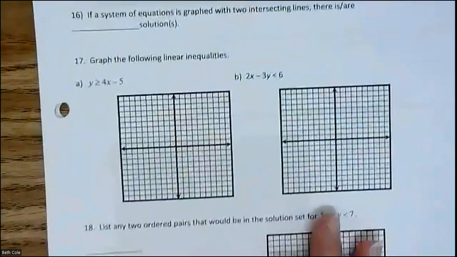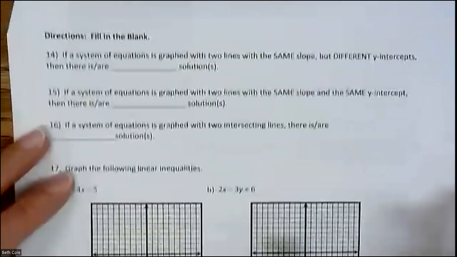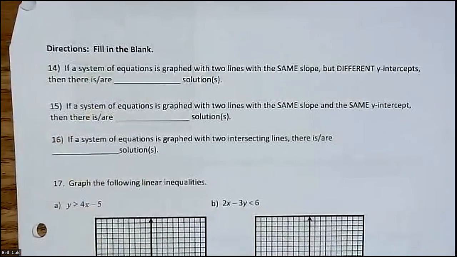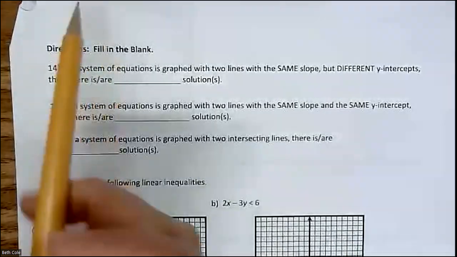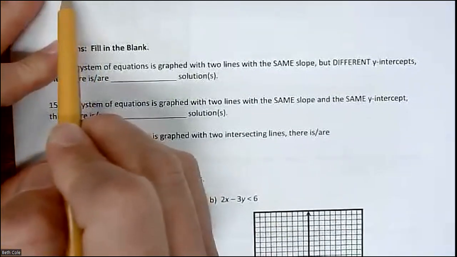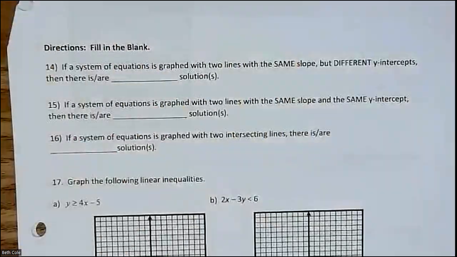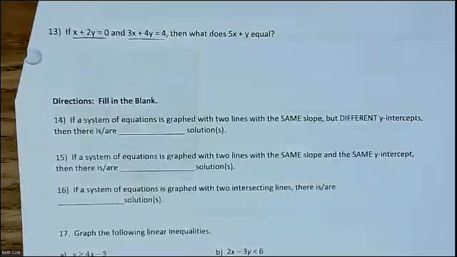All right, we're just going to do a couple on this page, and then we'll do our break. I want to finish the systems, right? And these are fill in the blank. 13. Oh, let's do 13 first. If x plus 2y equals 0 and 3x plus 4y equals 4. Okay, so that's our system. Let me go ahead and type that in.